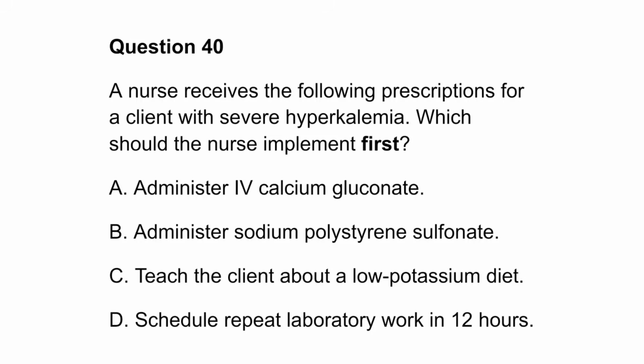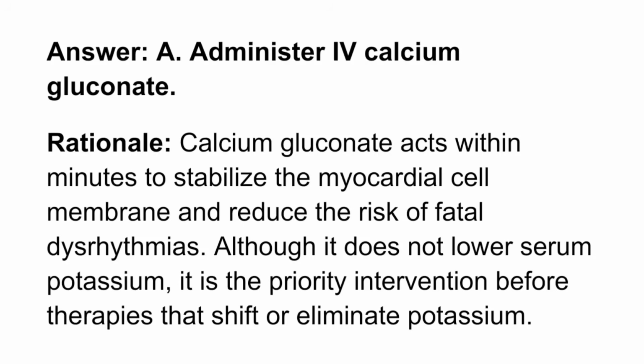Question 40. A nurse receives the following prescriptions for a client with severe hyperkalemia. Which should the nurse implement first? A. Administer calcium gluconate. B. Administer sodium polystyrene sulfonate. C. Teach the client about a low-potassium diet. D. Schedule repeat laboratory work in 12 hours. Answer: A. Administer calcium gluconate. Rationale: calcium gluconate acts within minutes to stabilize the myocardial cell membrane and reduce the risk of fatal dysrhythmias. Although it does not lower serum potassium, it is the priority intervention before therapies that shift or eliminate potassium.